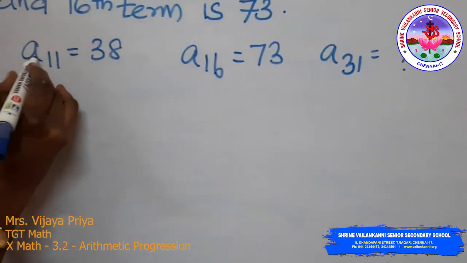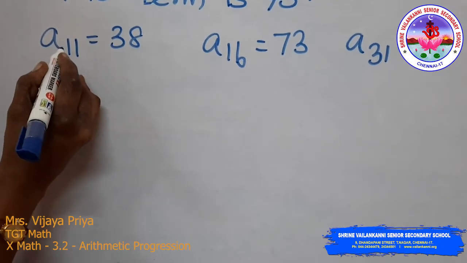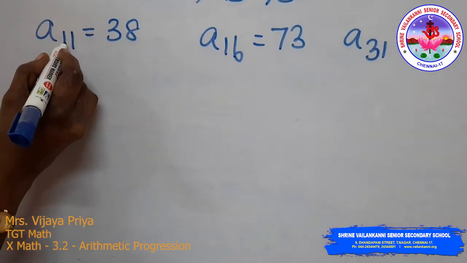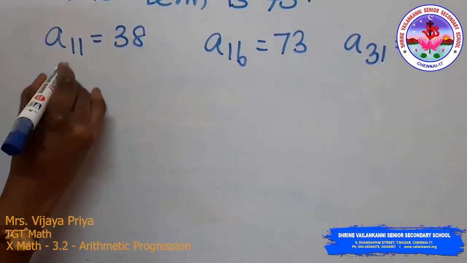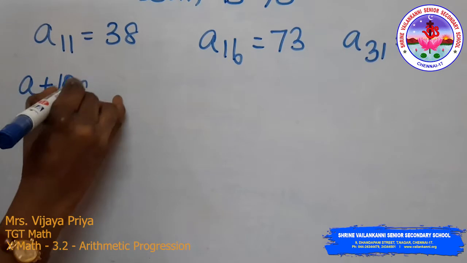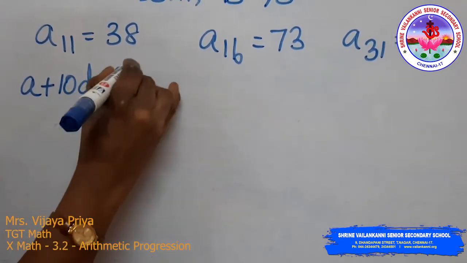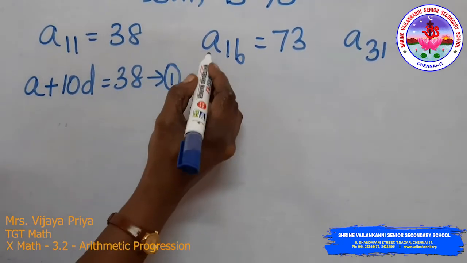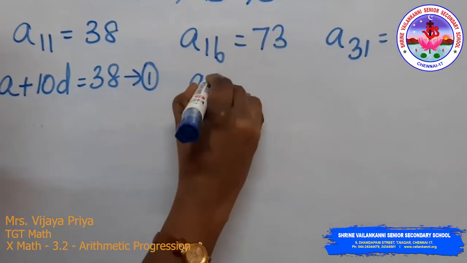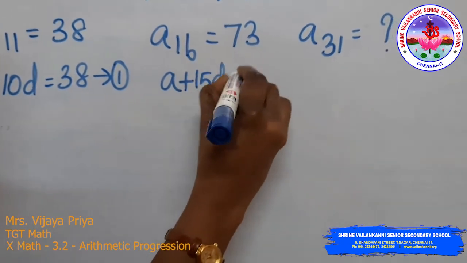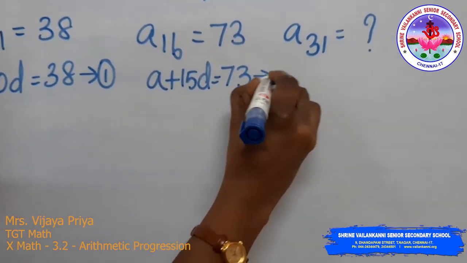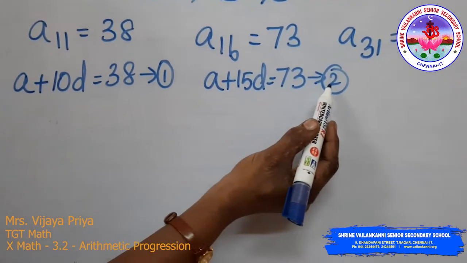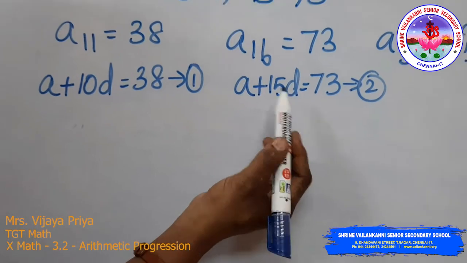So here I am just expanding using my nth term formula. An is equal to a plus n minus 1 into d, where n is 11. So I will get a plus 11 minus 1 into d, which is equal to 10d. So a plus 10d is equal to 38. Call this equation 1. Now a16 is a plus 15d is equal to 73. Call this equation 2. I am going to solve equations 1 and 2 to get the value of d and a.